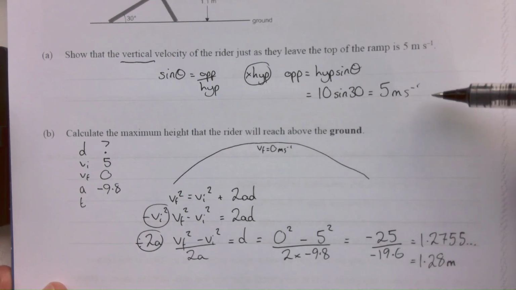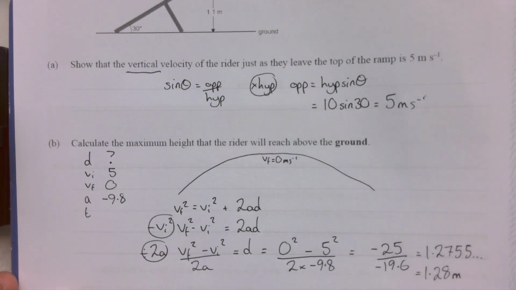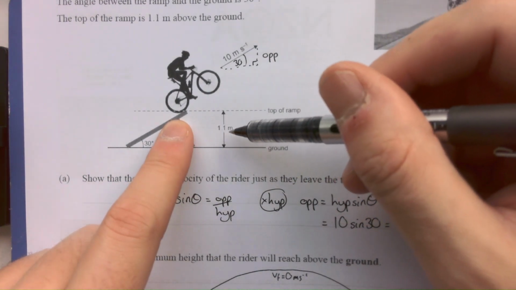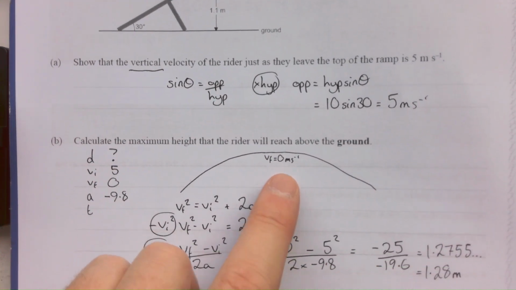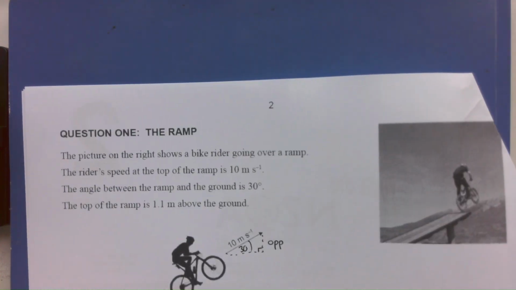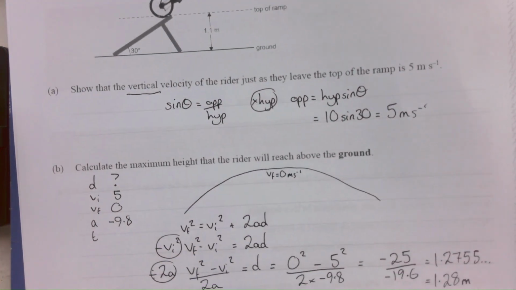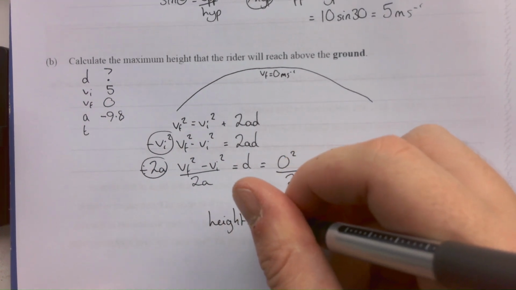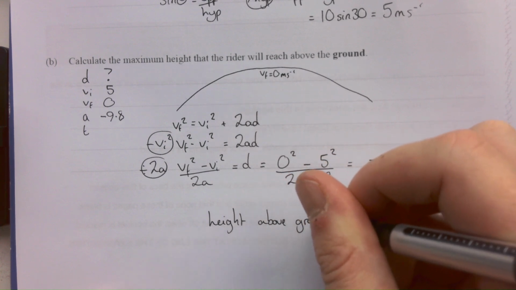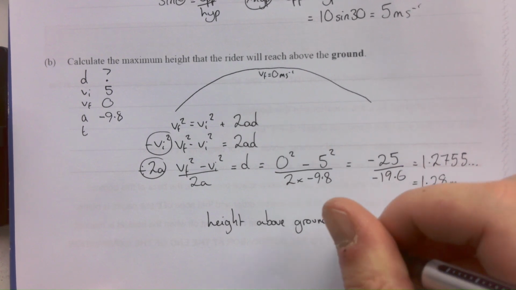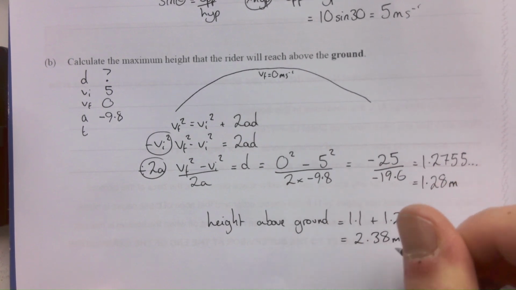He left the ramp at 5 meters per second with a vertical velocity of 5, and we have to remember that when he's left the ramp he's already 1.1 meters above the ground. The question is asking for the height he will reach above the ground, so I have to add the top of the ramp's height, 1.1, to my answer. Height above ground equals 1.1 plus 1.28 equals 2.38 meters.